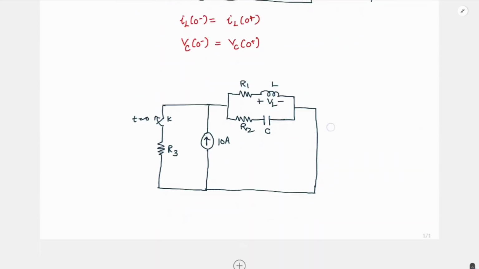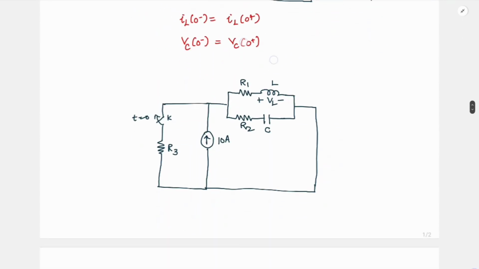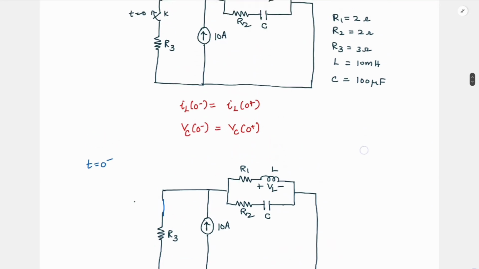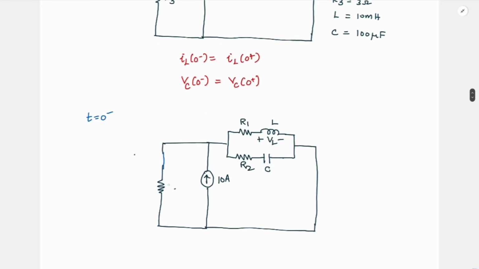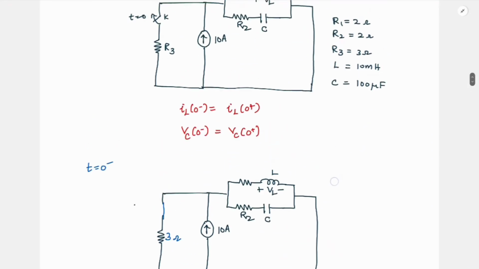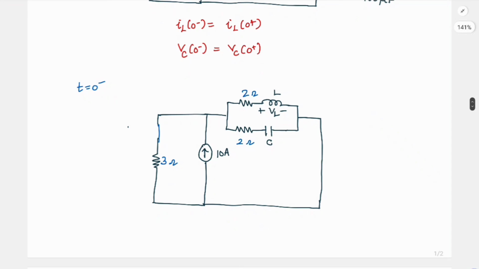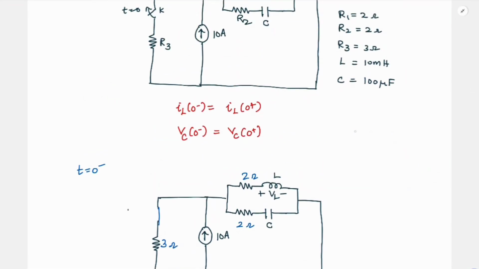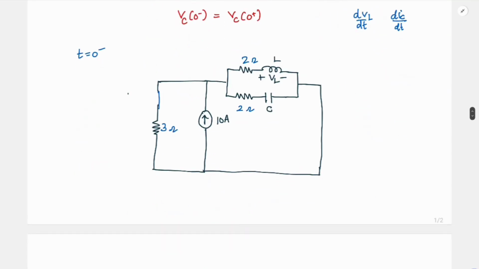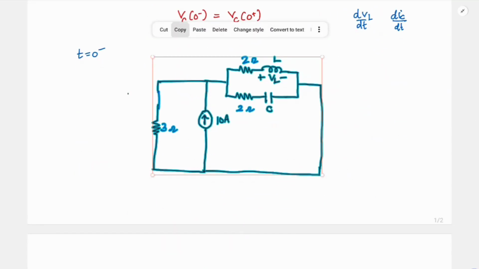So here let us try to find IL and VC at t equal to 0 minus. So at t equal to 0 minus, this is actually closed. And let us actually replace the values. R3 is 3 ohm, R1 is 2 ohm, R2 is again 2 ohm. Do we actually need the values of L and C? We don't require, right? Unless we have something to find like dVL by dt and dIC by dt. We don't actually need the L and C values. Okay, so let me copy this.